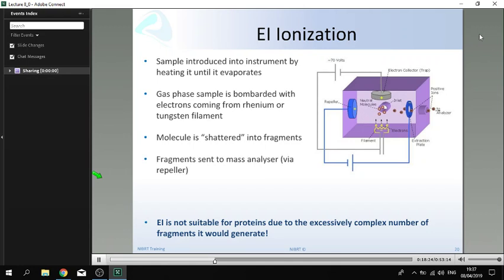The molecule is then shattered into fragments, similar to what I showed in the previous slide, depending on the molecule. And then those fragments are sent to the mass analyzer via a repeller. So if they fragment into positively charged molecules, we can have a repeller that is negatively charged, and that will push them to the mass analyzer.